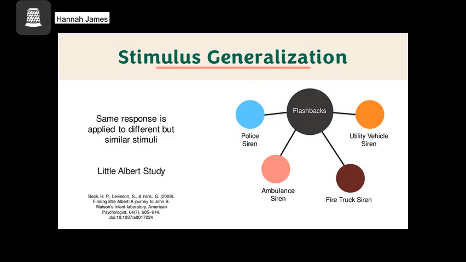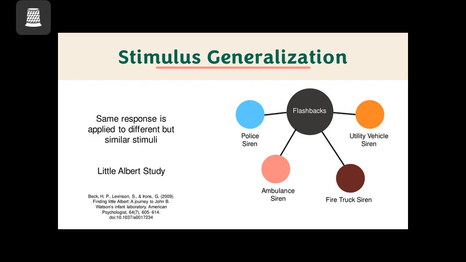For stimulus generalization, the same response is applied to different but similar stimuli, evoking the same response. In the example shown on the slide, the response is flashbacks, but the stimuli are slightly different. So one of them could be a police siren, an ambulance siren, a fire truck siren, or even a utility vehicle siren, but they're all evoking that same response, which is flashbacks.